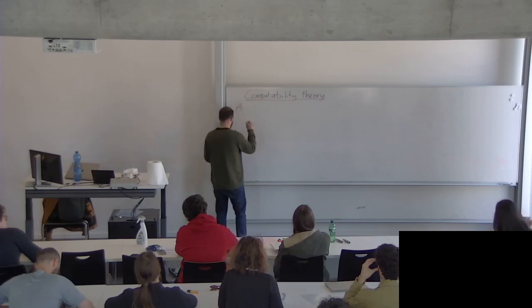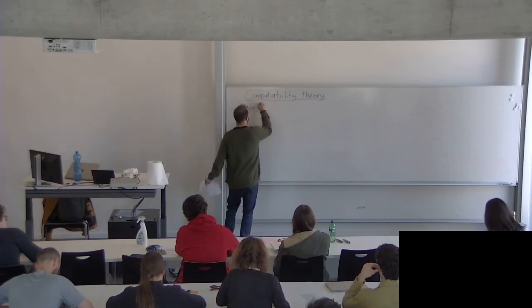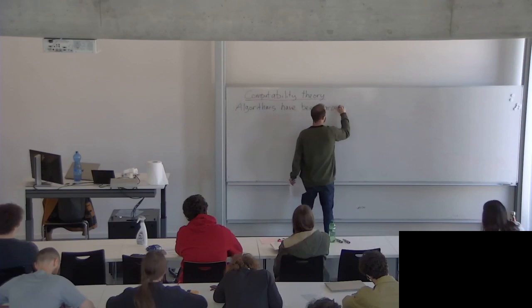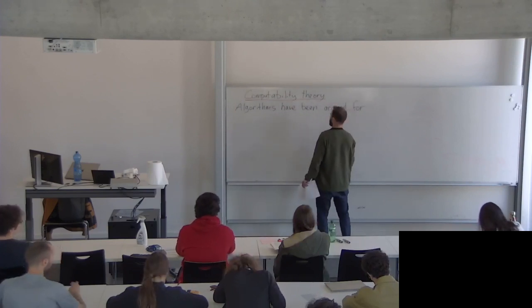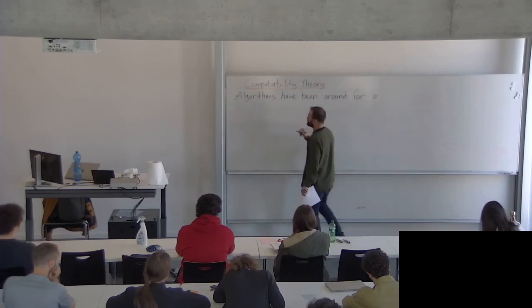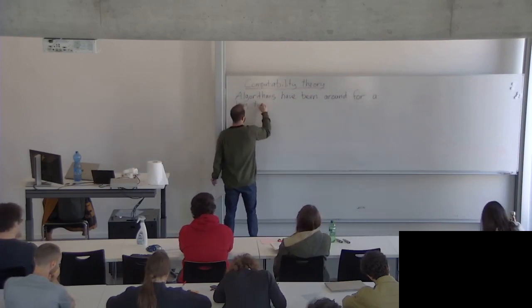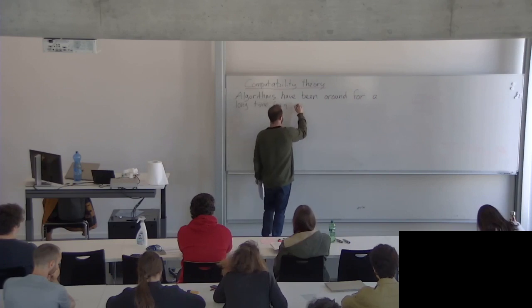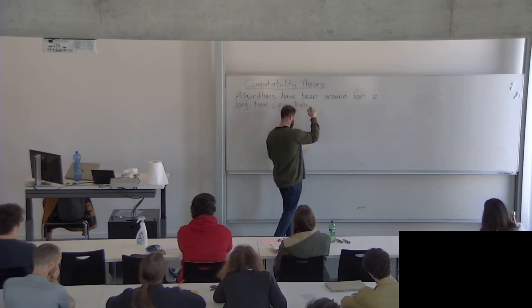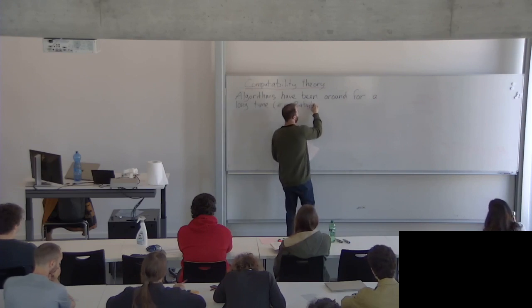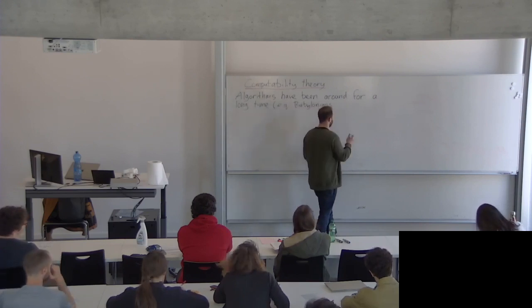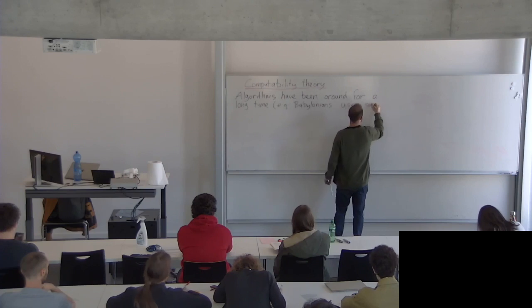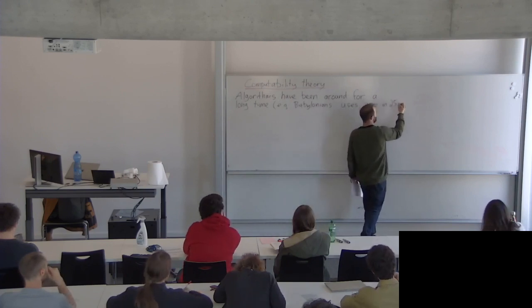Now, let me start. Algorithms have been around for a long time. For example, the Babylonians used some of them, obviously not all of them. There are plenty still to discover. And that was in 2500 BC.